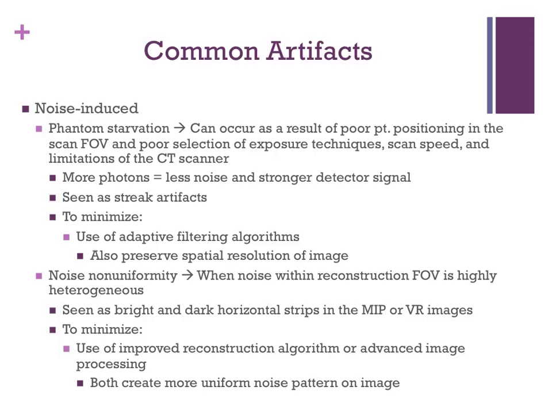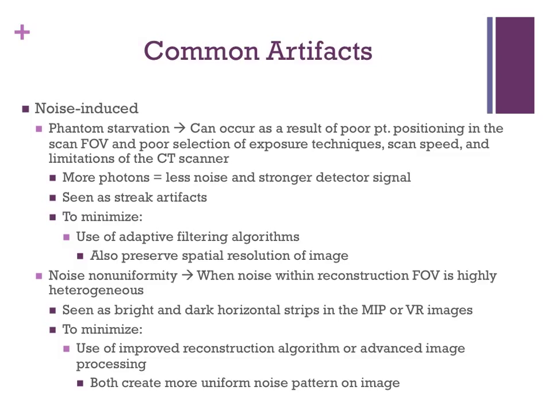Noise-induced artifacts are seen when photon starvation occurs. Photon starvation can occur as a result of poor patient positioning in the scan field of view and poor selection of exposure techniques, scan speed, and limitations of the CT scanner. More photons means that there is less noise and a stronger detector signal. These artifacts are seen as streak artifacts, and to minimize these, the tech should optimize patient positioning, scan speed, and exposure technique factors to minimize the streak artifacts.